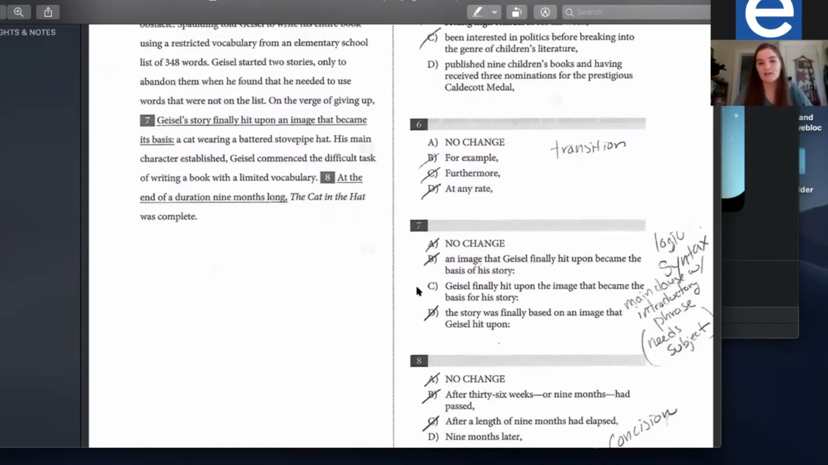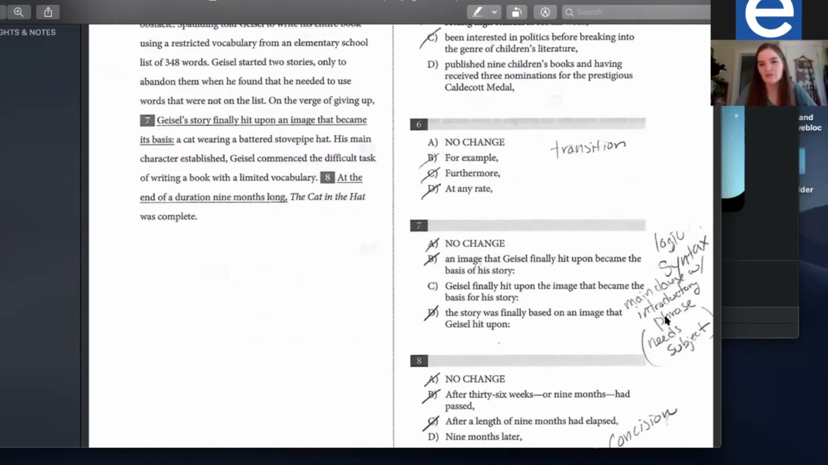That's why question 7 says, "Giselle's story finally hit upon an image that became its basis, a cat watering a battered stovepipe hat." Okay, so that's the full sentence. But the correct answer is C in this particular example, because Giselle finally hit upon the image that became the basis for his story. That's the central idea. "Finally hit upon an image that became its basis." So we are missing in this example a clear subject.